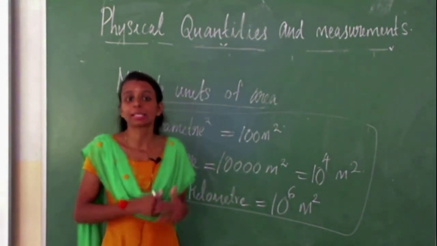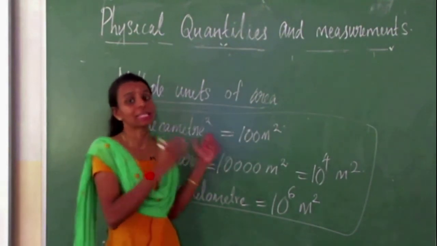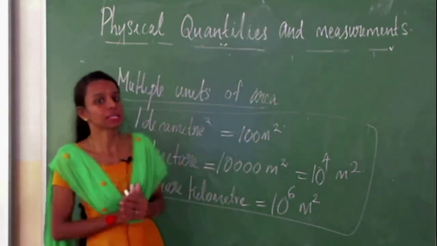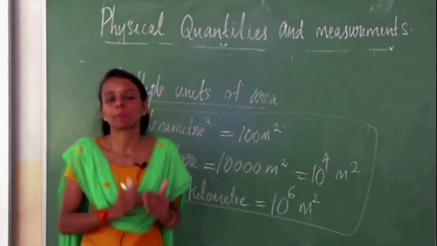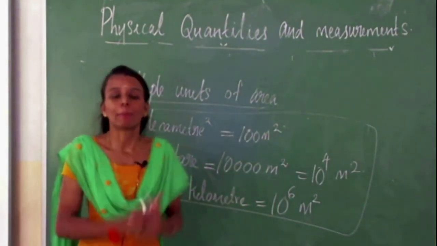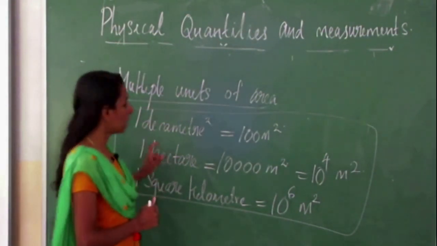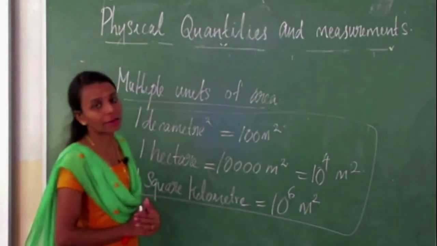After that we discuss one derived quantity, that is area. The SI unit of area is meter square. We can write it as m square. The multiple units of area: decameter square, hectare and square kilometer.